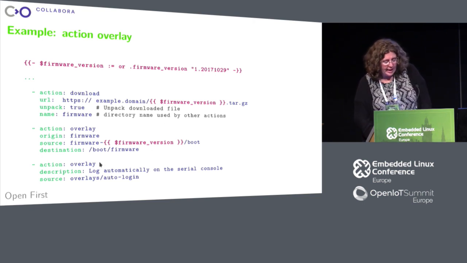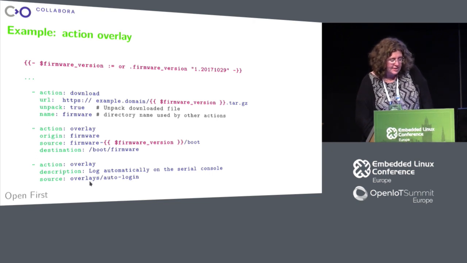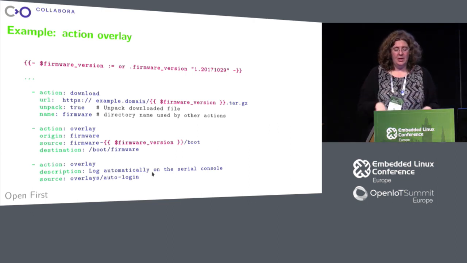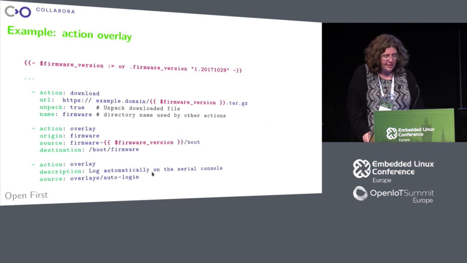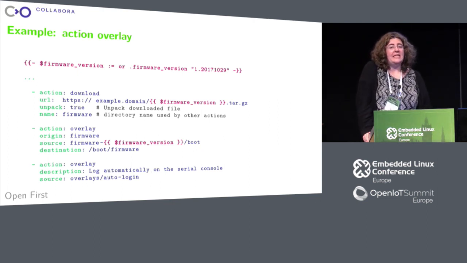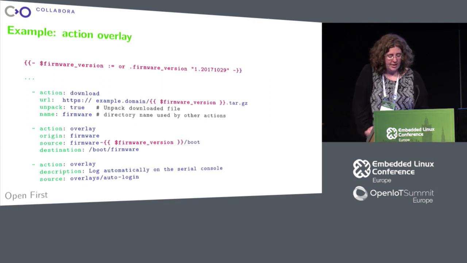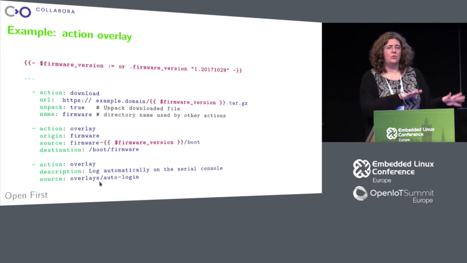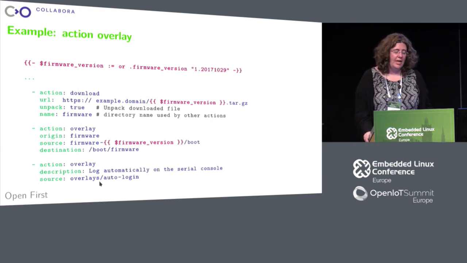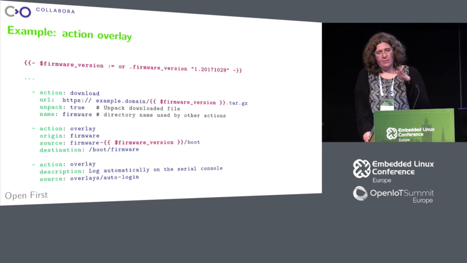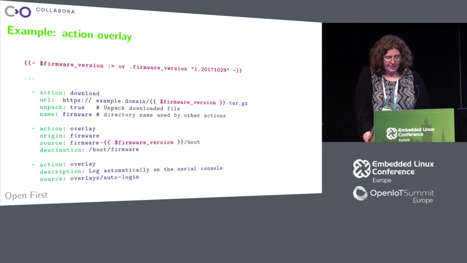The second overlay action is actually copying what is inside an overlay slash autologin directory that we have in our directory next to the Debos recipe. In this case, we are not specifying any destination. So whatever is inside overlays autologin is going to be copied directly into the root image. So if, for example, with autologin, we are copying a systemd file, I have to put a slash usr lib and so on, systemd, until the file inside autologin. We have to create the full tree.